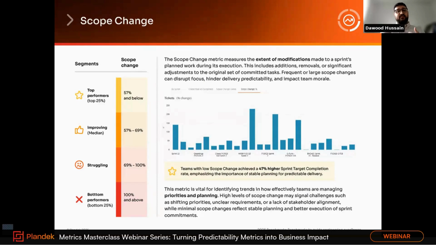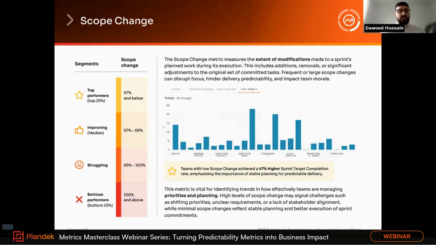Scope change answers a question of how much of the plan shifts during the sprint. It tracks a percentage of work added or removed mid-sprint, and frequent scope change disrupts team focus. It reduces delivery confidence. It increases the risk of missed goals, and this metric is really good for understanding whether teams are working in stable environments or constantly reacting to new inputs as well. And when we have a look at the metric, we can identify patterns of scope volatility, and help teams to see whether they need to improve their backlog refinement, whether they need to improve their stakeholder alignment, and then ultimately their sprint commitment accuracy as well.